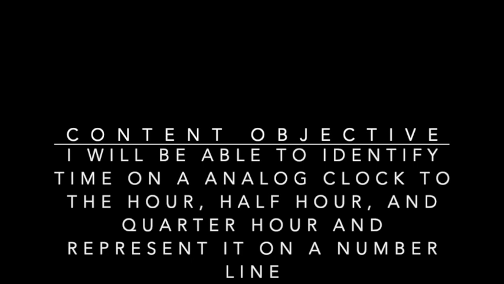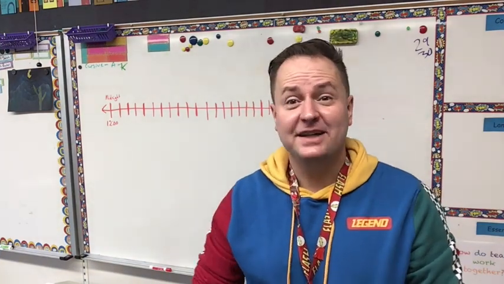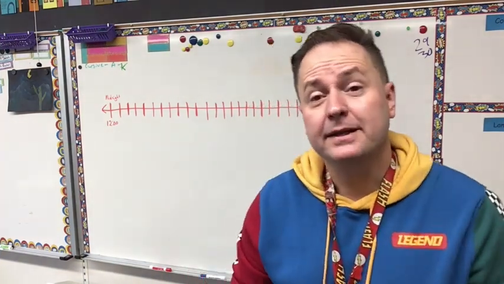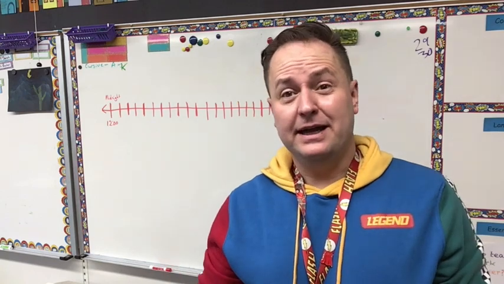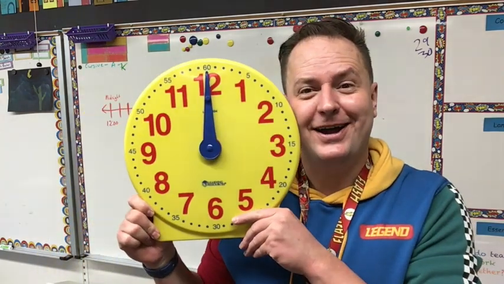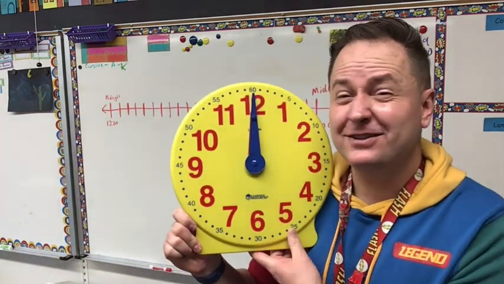Our content objective is I will be able to identify time on an analog clock to the hour, half hour, and quarter hour and represent it on a number line. Hey guys, we're here to talk about time. Now, what you first need to tell time is a clock. Not all clocks are digital, and it's important that you're able to tell time because you'll see clocks like this all over the world. Let's take a look.